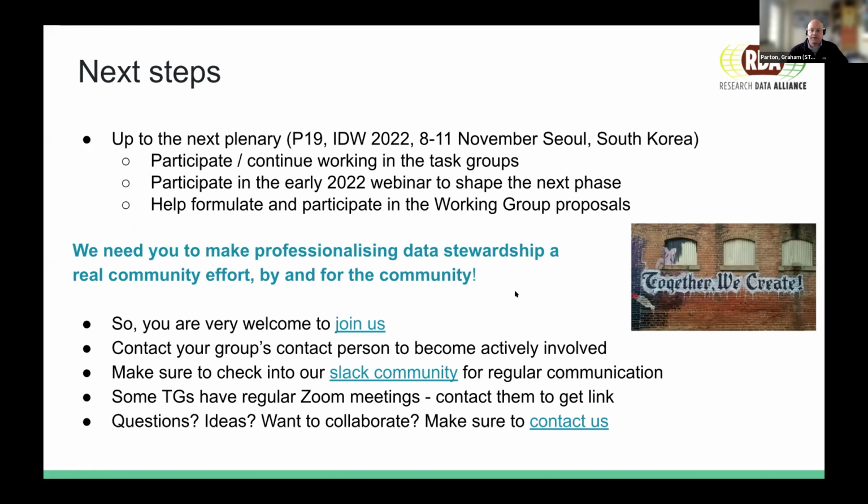So our next steps, as we said before, are that our task groups will continue working away with the hopeful aim of a webinar in early 2022 to help shape the next phase of our interest group. And then that will hopefully lead us up towards RDA Plenary number 19. I think it's the 8th to the 11th of November, apparently.